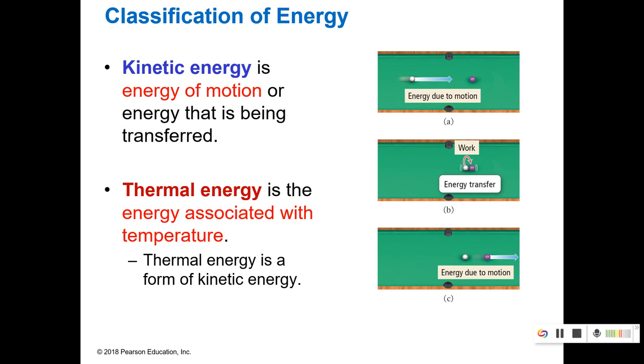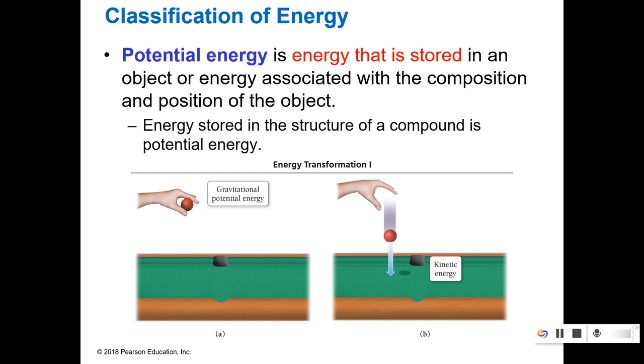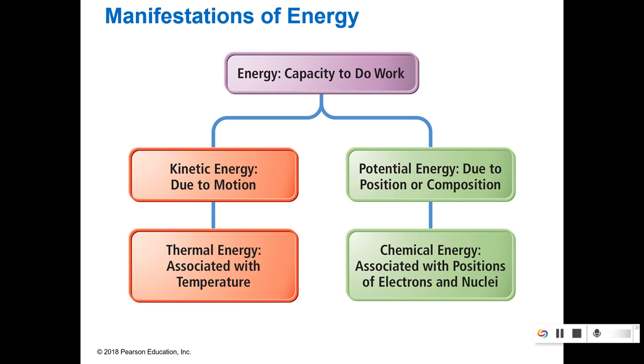So hopefully you remember kinetic energy. That's the energy in motion. Okay, and then thermal energy is the energy that's associated with temperature. It is a type of kinetic energy. Potential energy, on the other hand, is that stored energy, and it's due to either the composition, so what it's made of, or the position of the object. For us, we're going to talk about it being stored in the compound.